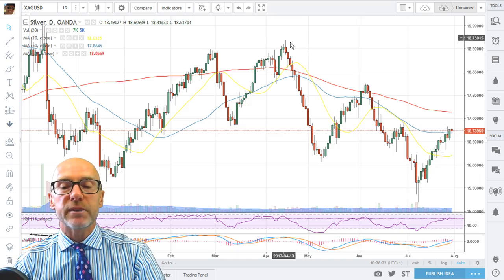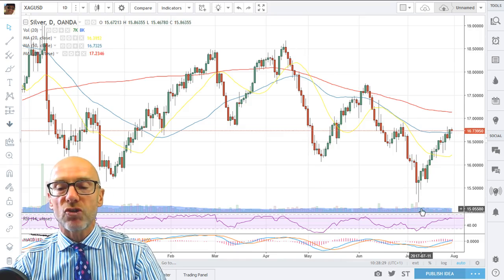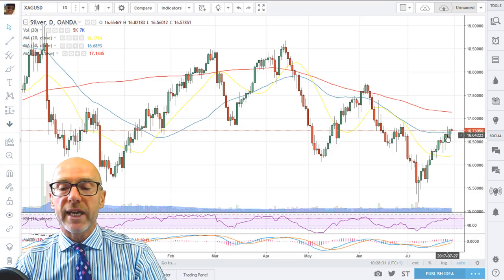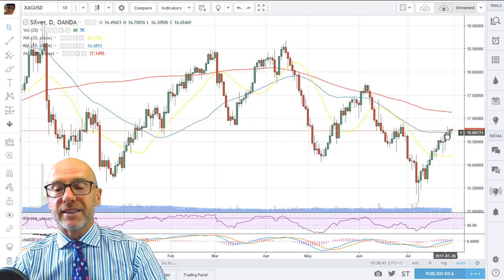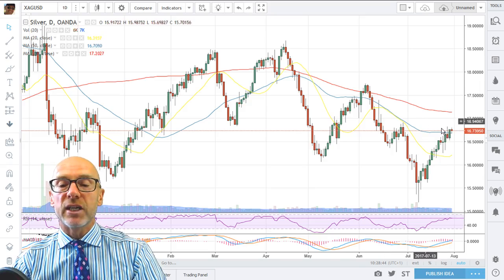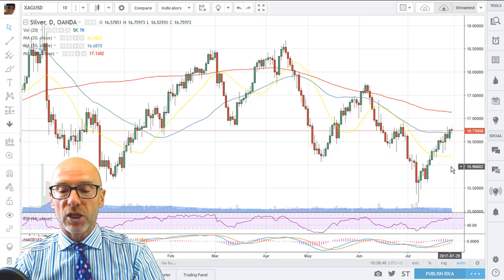However, you can see this medium-term picture of these lower highs and lower lows. Obviously a downtrend. The high that we had as well on the 27th of July was actually below the high that we had on the 29th of June. So still negative as we're in that downtrend. However, momentum has picked up.